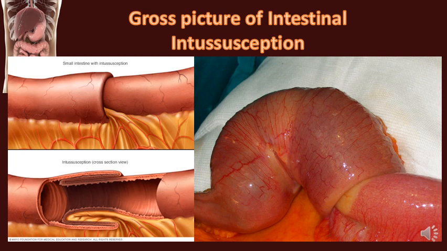Again, we have here the gross picture of intestinal intussusception formed of the intussusceptum part and the intussuscipiens part. As it's a form of intestinal obstruction, we see here the wall of the intussusceptum and the intussuscipiens are congested because of the intestinal obstruction.